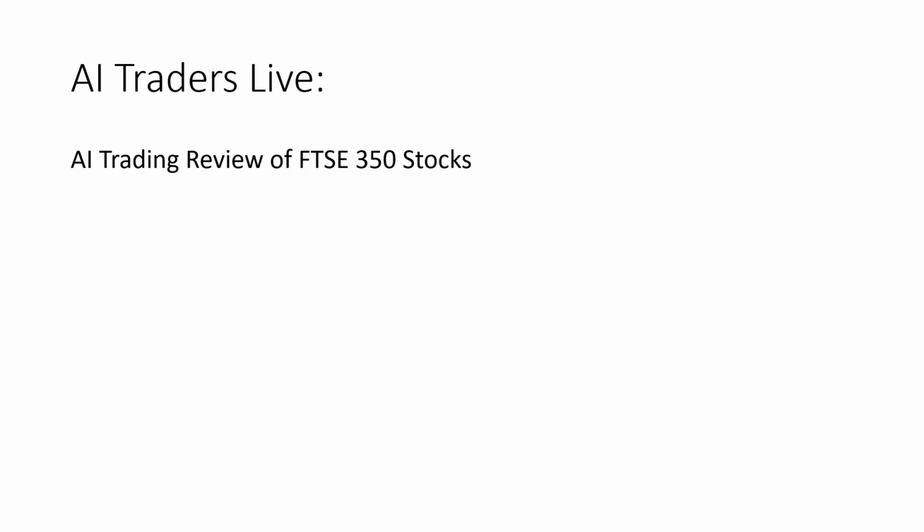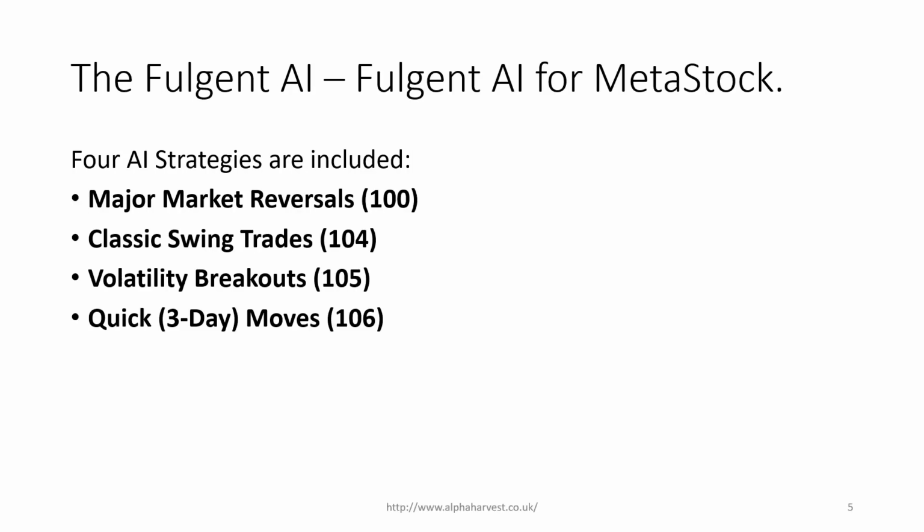We're going to run the artificial intelligence engine through the FTSE350 index constituents and then identify the most recent artificial intelligence trading signals. We use four major artificial intelligence trading strategies: major market reversals, classic swing trades, volatility breakouts, and quick 3-day moves. These cater for various trading styles, whether you're a short-term trader, a medium swing trader, or a long-term holder. These are all fantastic artificial intelligence trading strategies.